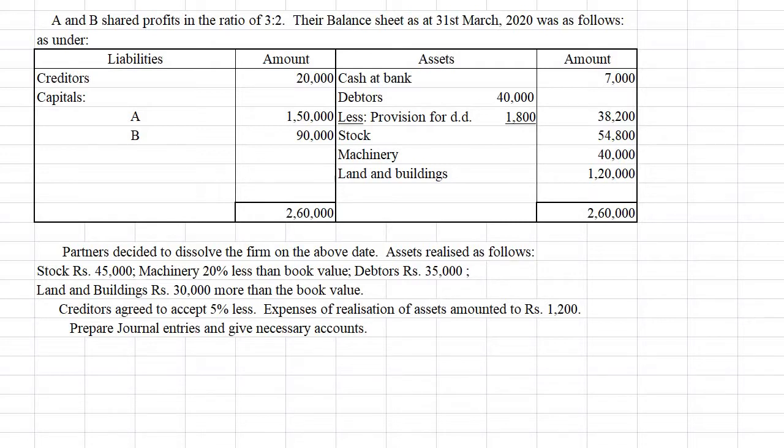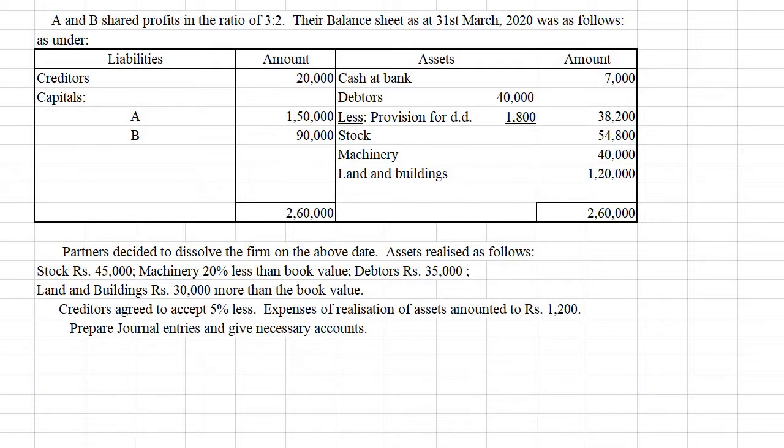That means land and building we had here 1,20,000. Now it is sold for 1,50,000. Machinery sold 20% less than the book value means machinery sold for 32,000. And creditors agreed to accept 5% less. That means we need to pay only 19,000 rupees to creditors. And the expenses related to realization of asset is calculated as 1,200 rupees. And what we have to do? We have to prepare journal entries and give necessary accounts.